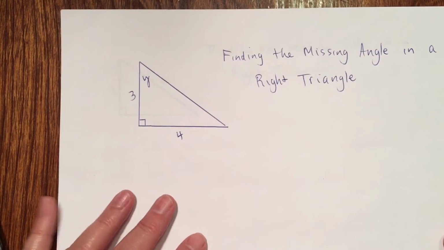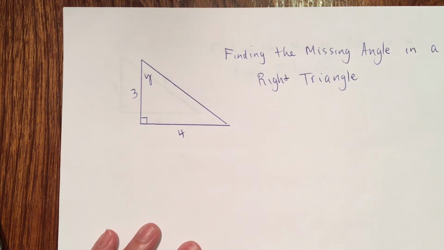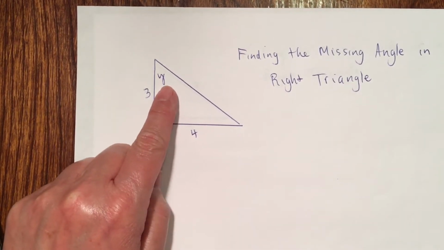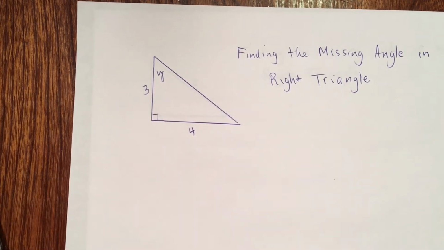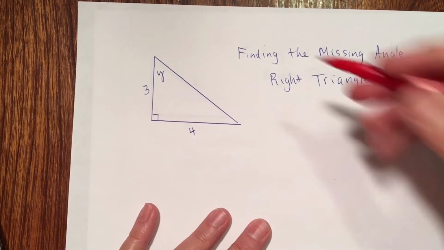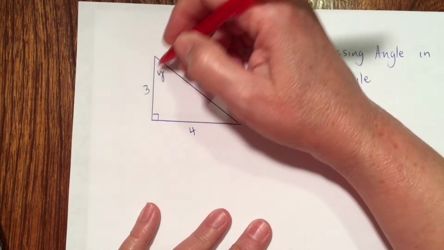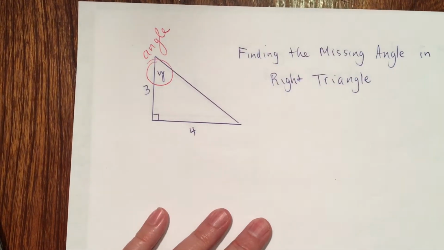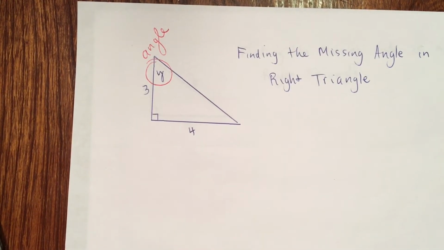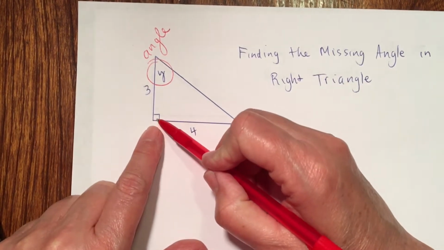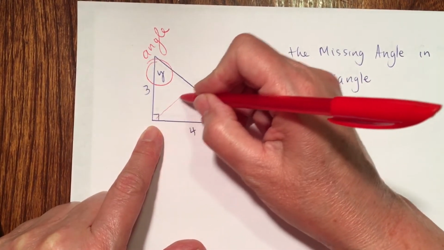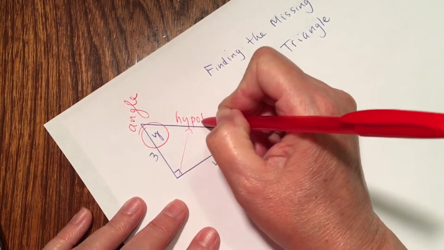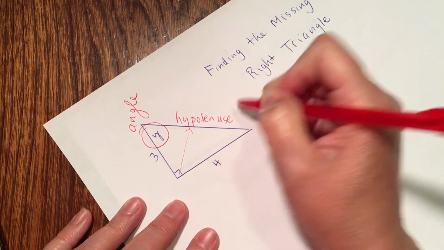I want to find the missing angle in a right triangle. And the missing angle that they're wanting me to find is this one that's labeled with a Y. As I look at the angle Y, I'm going to circle that and put there's my angle. As I look at Y and I look at the triangle, I'm looking at my right angle. Across from the right angle, that's the hypotenuse. So I'm going to label it hypotenuse.